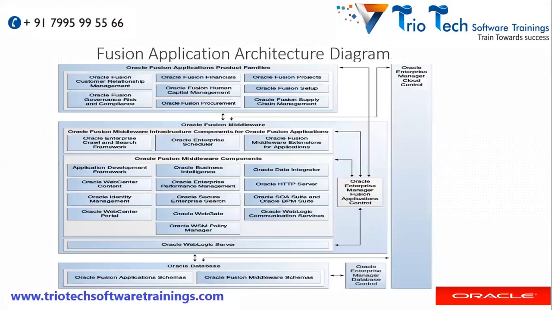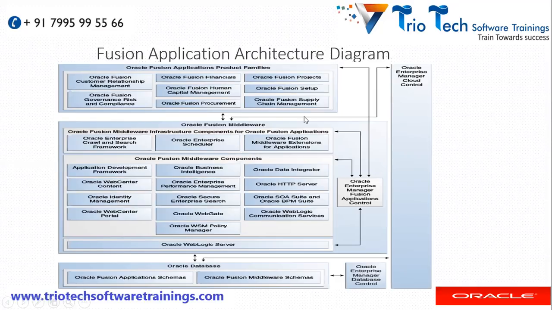Moving on, when we talk about our Fusion application architecture, as we speak about Oracle Fusion application, there are various applications which are clubbed. We have customer relationship management, that is CRM. We have Fusion Financials, that is the finance module. Human Capital Management is the HR structure and HR management through the application. Similarly, we have projects, supply chain and so on.